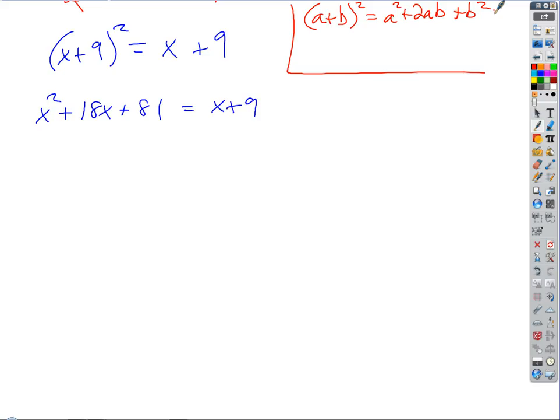All right, moving on. Now what? Okay, we've got to put it in standard form, right? We're going to set it equal to 0, so we're going to push everything to the left. So if I subtract x from both sides, I get 17x, subtract 9, get 72. And now what do we have?